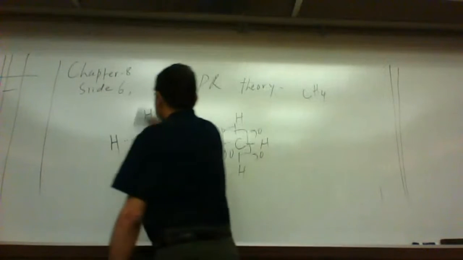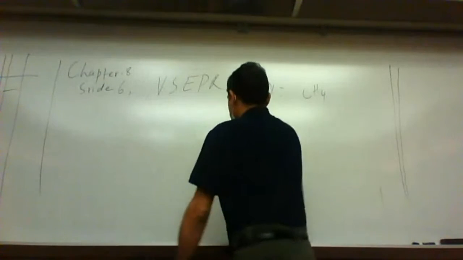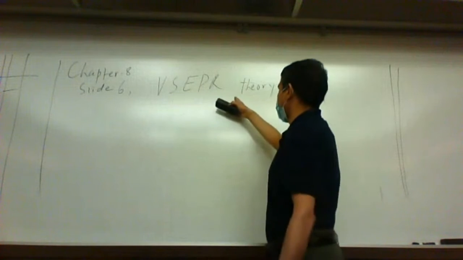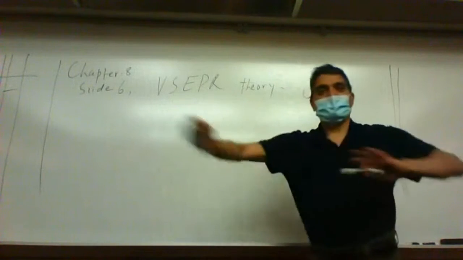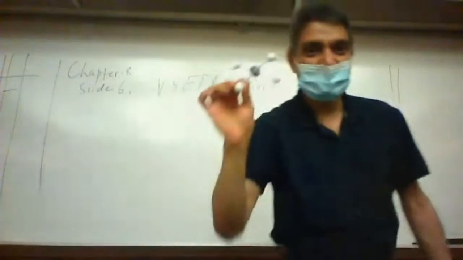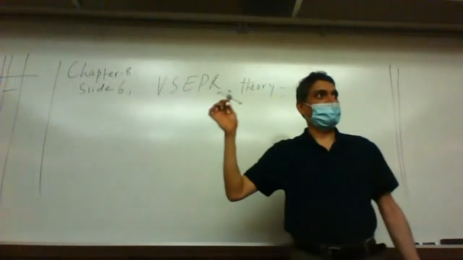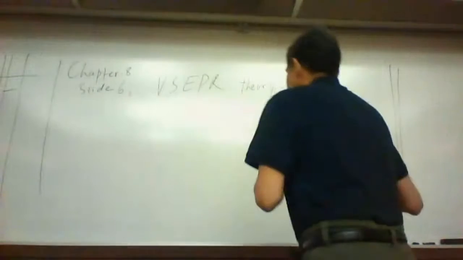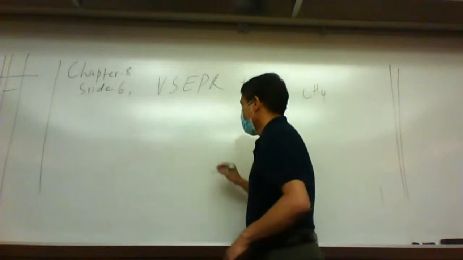Good. So this is very important. If there was no repulsion, the molecule would just look flat like this. Flat. Yeah, this is a flat molecule. So if you look at the repulsion in this theory.